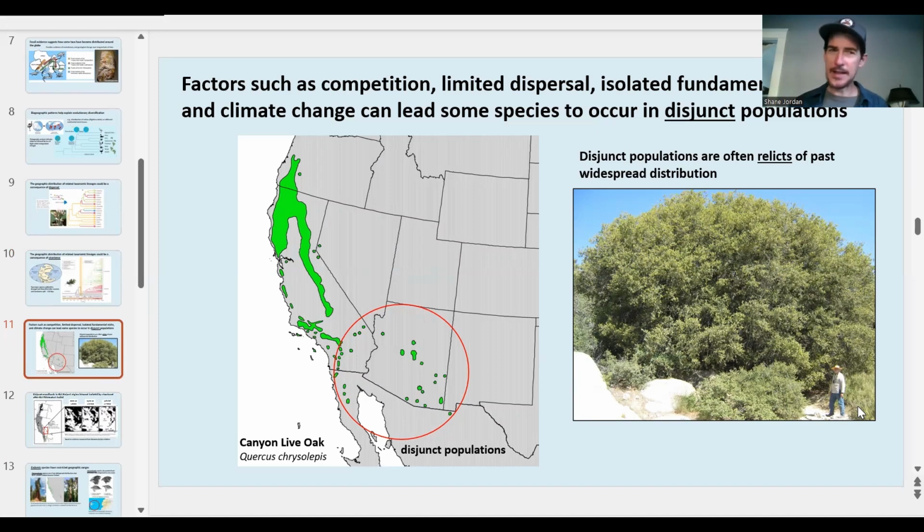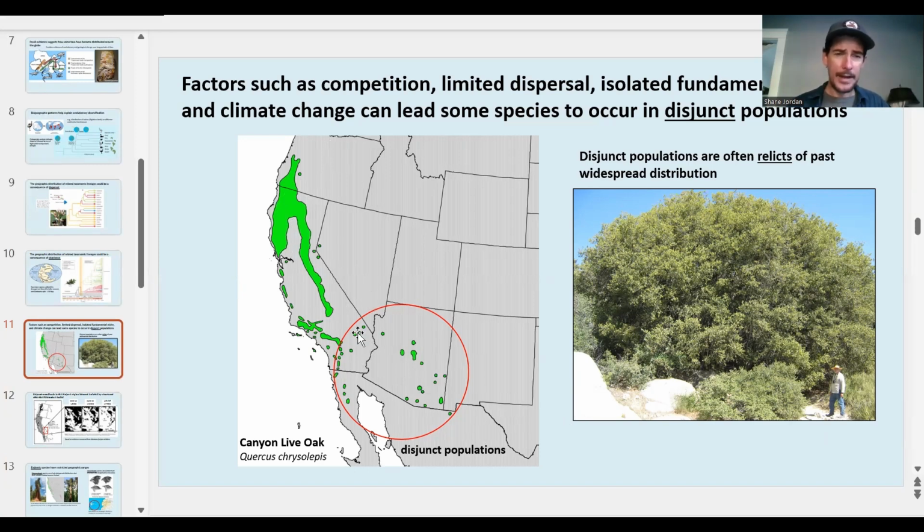Now, sometimes certain factors like competition, or maybe limitations to dispersal, or maybe isolation of a fundamental ecological niche, or even things like climate change, can lead species to occur in what we call disjunct populations. And disjunct is just a fancy word for saying these populations are distributed away from one another. They don't have continuous distribution. Their distributions are patchy. And so one example of this comes from things like the canyon live oak here in southwestern North America. And this is a map of the area, and the green blobs represent areas where this species is known to occur.